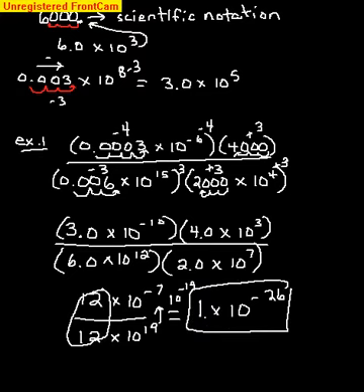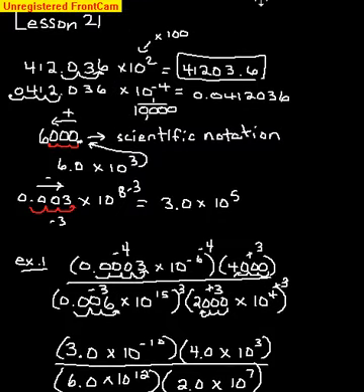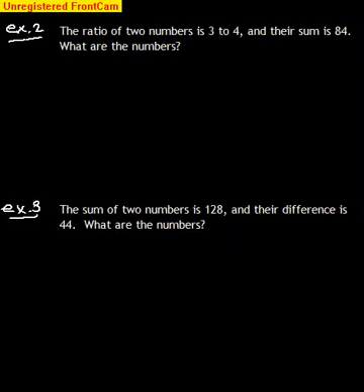Let's try something that's not quite so review. Move back over here. Hold on a second. Okay, the book calls these two statements of equality. So these are basically word problems that are going to have two variables. This one says the ratio of two numbers is 3 to 4. That's going to be your first equation. The second equation: and their sum is 84, so we're just going to add them together.